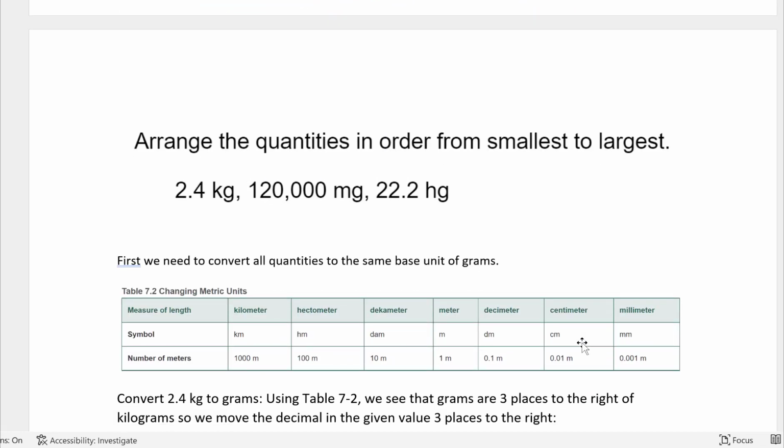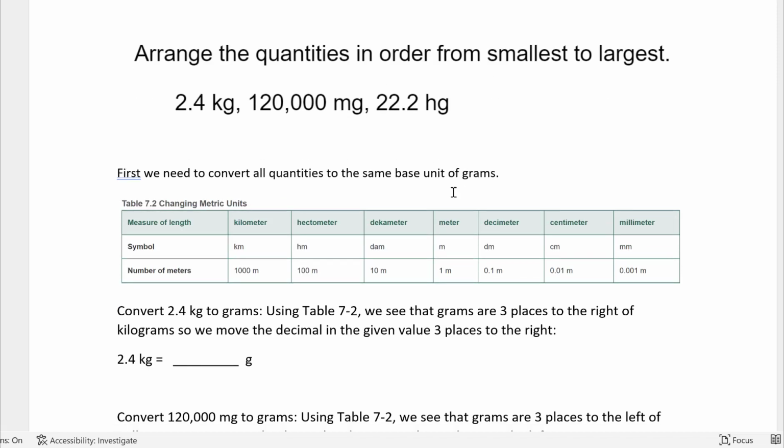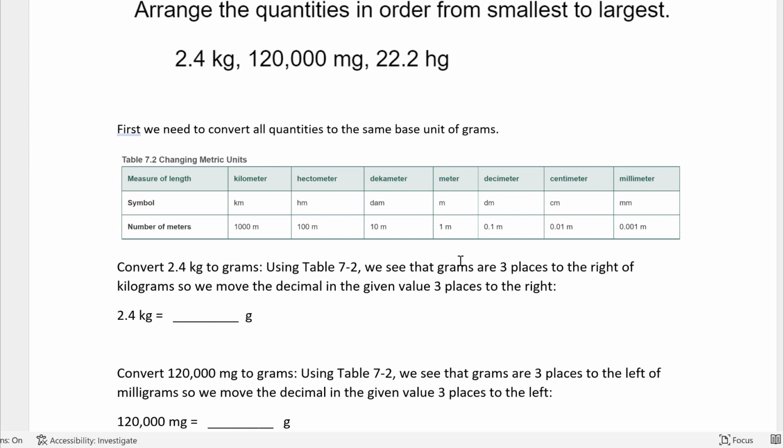All right, now this time we want to arrange the quantities in order from smallest to largest, and you want to put them into the same base unit. The base unit for these measurements, which are weights or masses, is grams, which would be right here. So what we're going to do is look at them one by one and convert them to grams. We've got 2.4 kilograms, which would fall over here, and we want to convert that to grams, and we see it's 3 places to the right.